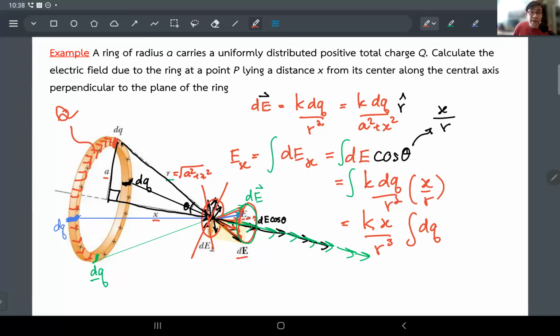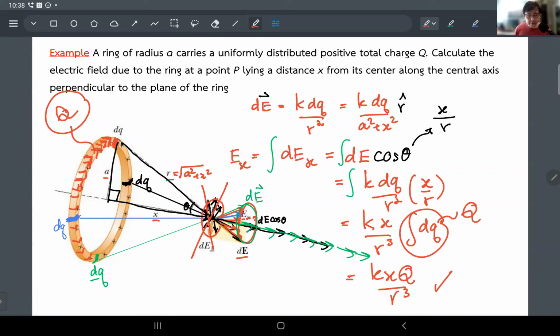This is the reason why you don't need to do any sort of geometrical integration. What is the integral of dq, guys? You just take the dq and sum them up over the whole ring. You're going to get back the charge of the ring. Whew. That's nice. Okay. So k x over r cubed times Q. Done. Complete. Okay. Not bad at all.